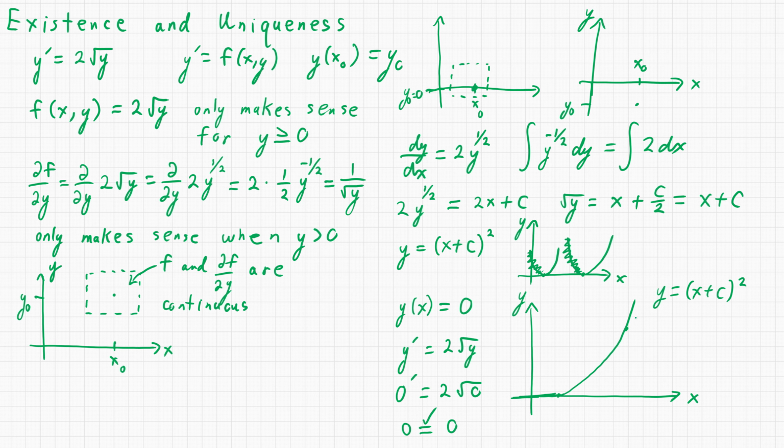And so if we have a point up here, we're going to have an existing and unique solution. And even when we got down to the x-axis, when there were potential problems, it's still a unique solution for this initial value problem. But the opposite isn't true.